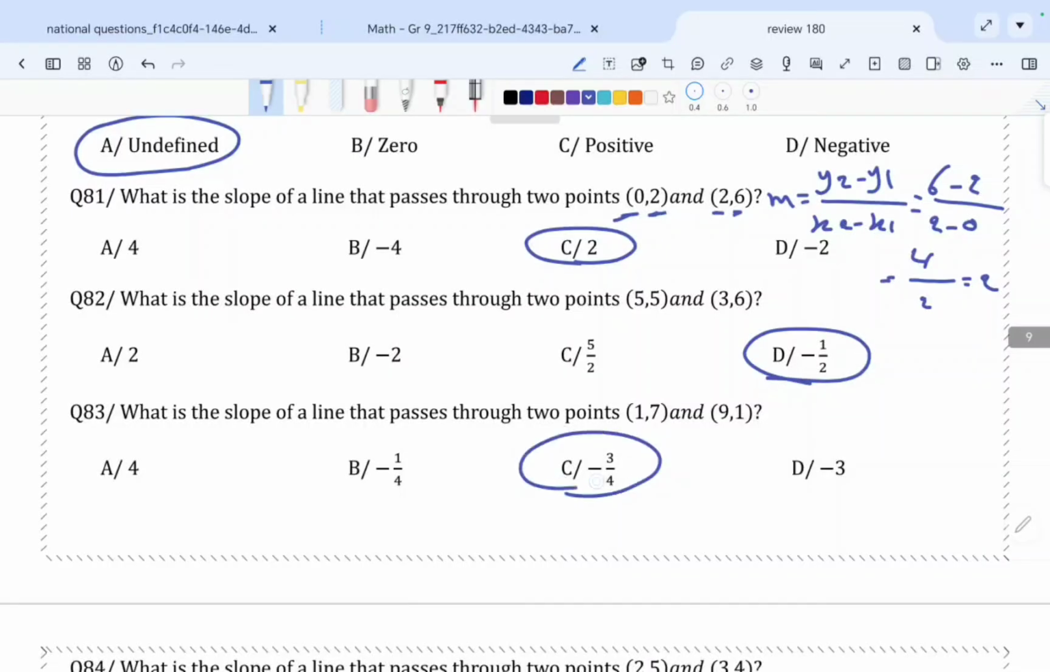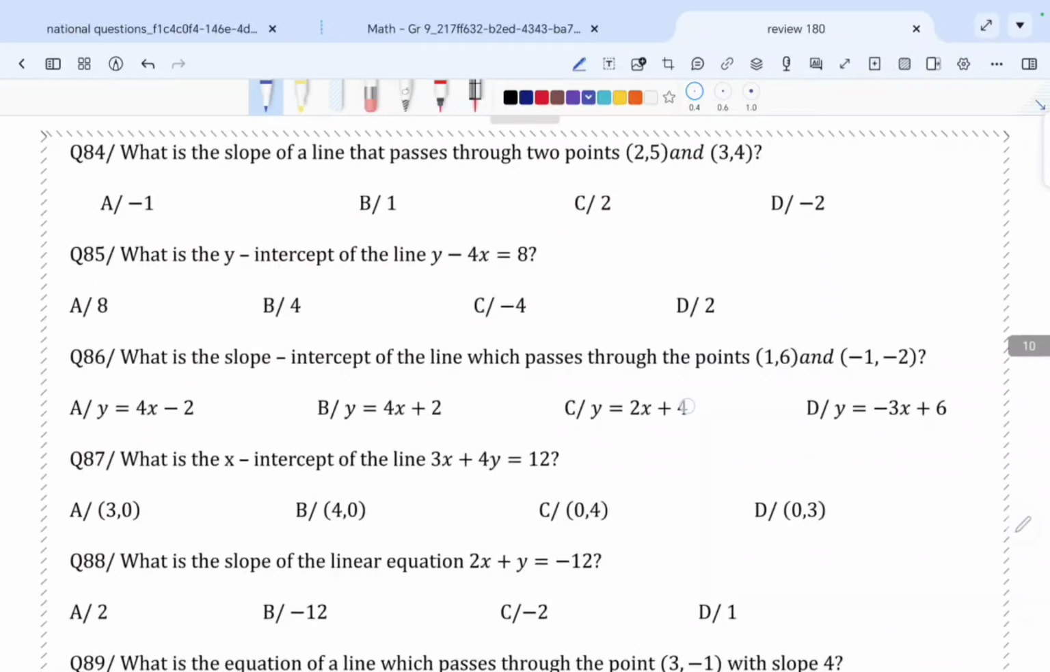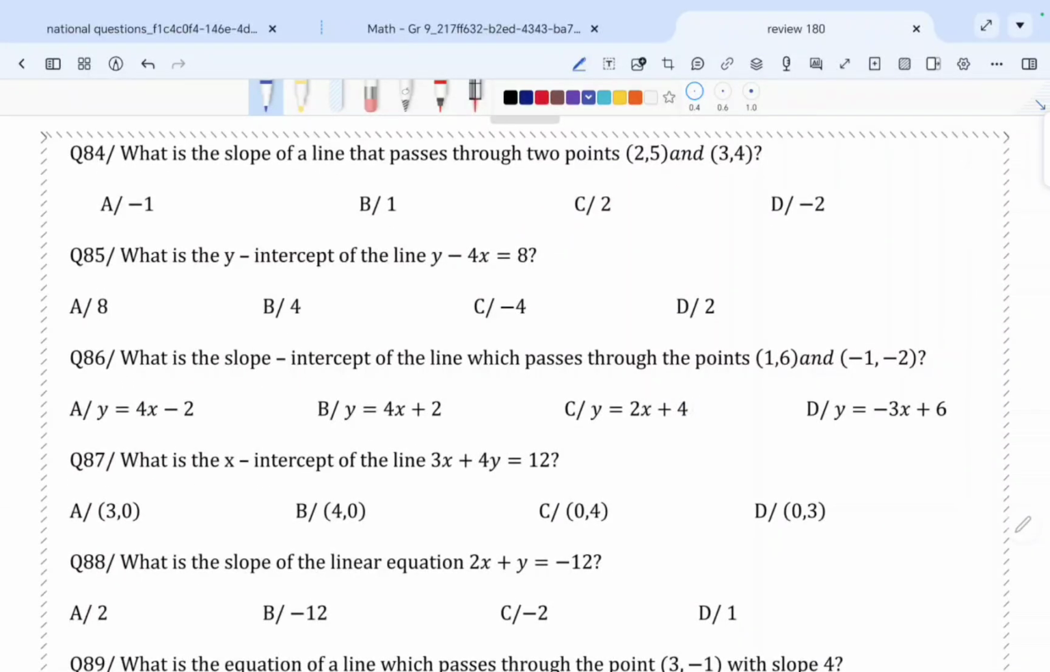The same way for 82 and 83. Here D is correct and the other one, C, is correct. Okay. Question 84.